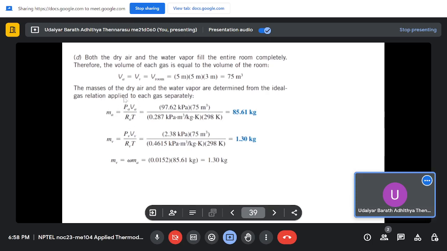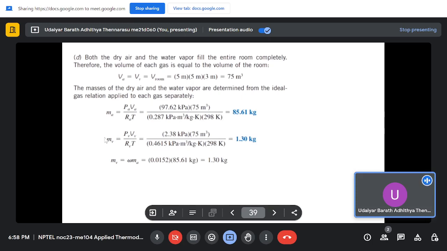So pressure, we know the partial pressure of air, we know the volume, 75 meter cube, we know R_a, 0.287 kilojoule per kg Kelvin, and temperature. Substituting, we get the mass of air as 85.61 kg. Similarly, the mass of vapor is 1.30 kg.